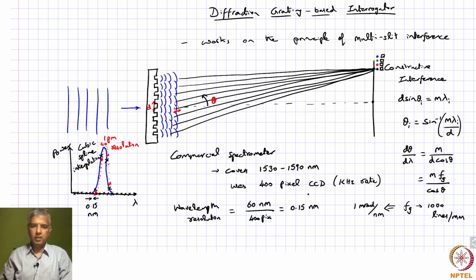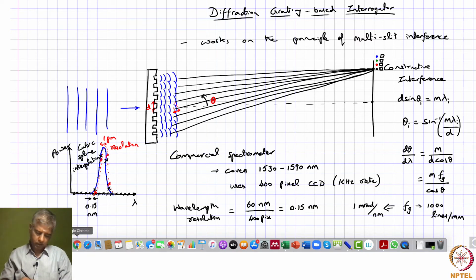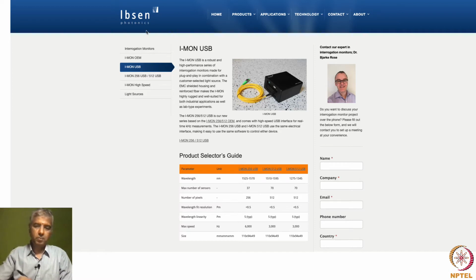And we got to the point of defining, for a typical commercial spectrometer, what the specifications are. One example is this interrogator offered by a company called Epson Photonics, which gives two different models. One is from 1525 to 1570, about 45 nanometers, and the other is from 1510 to 1595, about 85 nanometers wide. Assuming each grating occupies some 1.2 nanometer width, you can possibly accommodate 70 gratings in that.